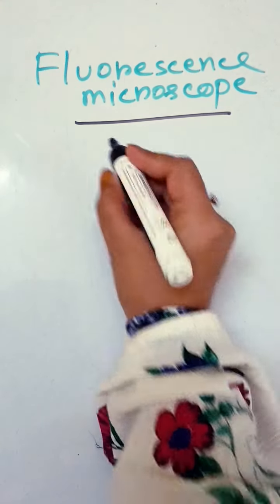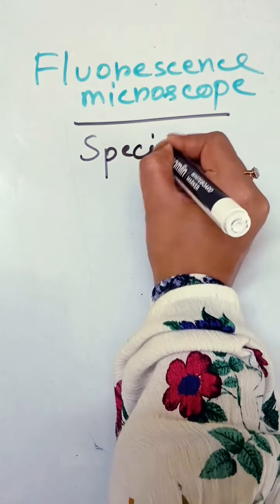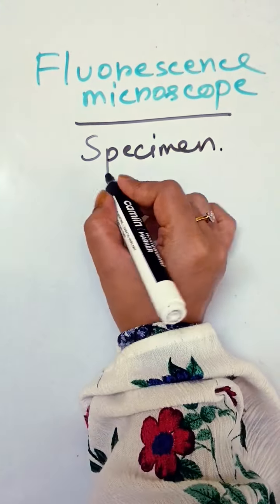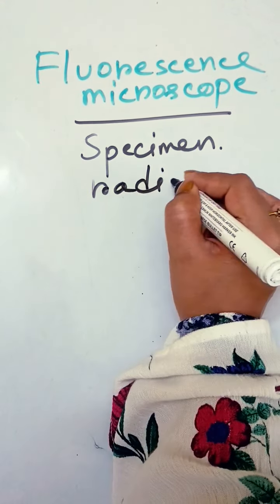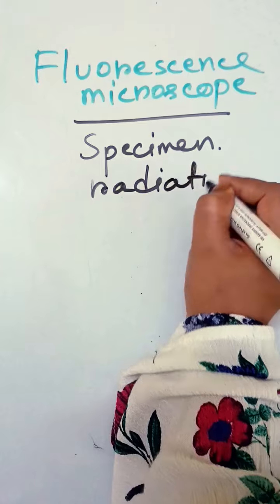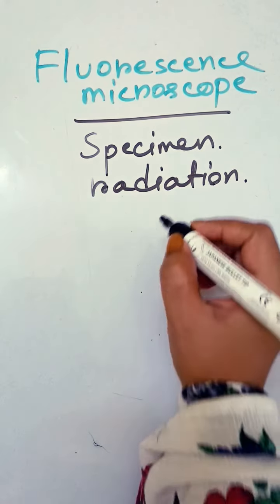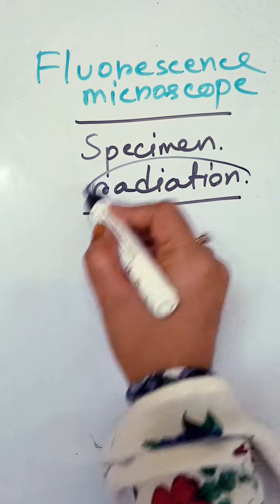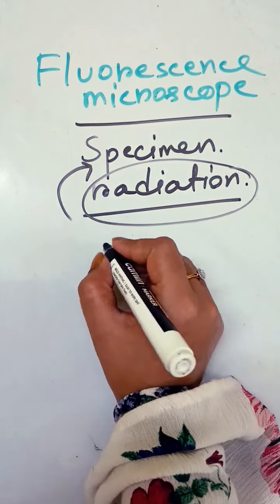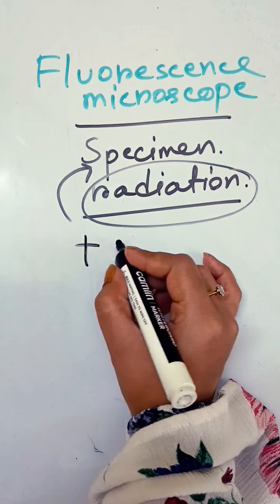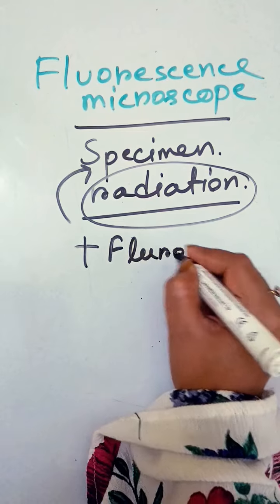In case of fluorescence microscope, the specimen is excited with the help of radiant or radiation energy, and that radiation is absorbed by the specimen. Why? Because the specimen is reacted with a chemical known as fluorochrome.